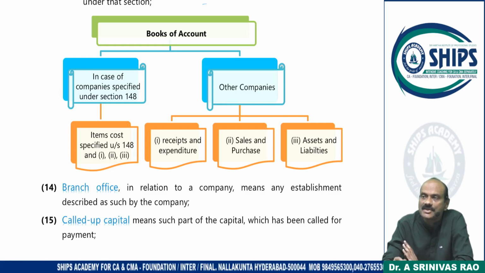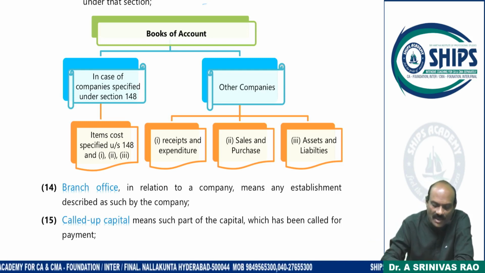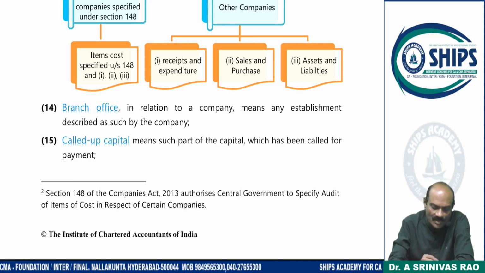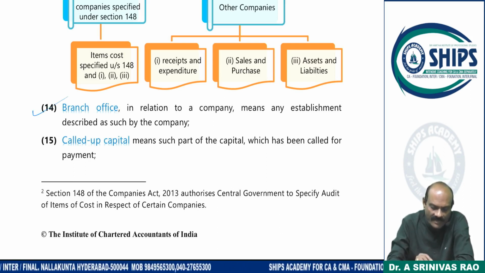And the monetary threshold is 50 lakhs or 100 crores. If the conditions are satisfied, you have to maintain cost accounting records, otherwise not necessary. And of course, branch office, any establishment described by the company.